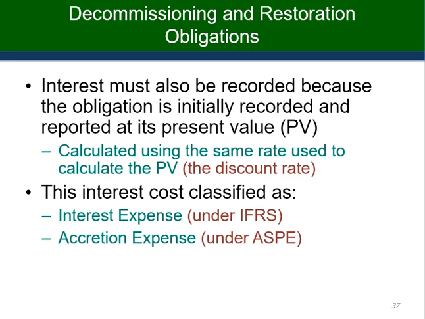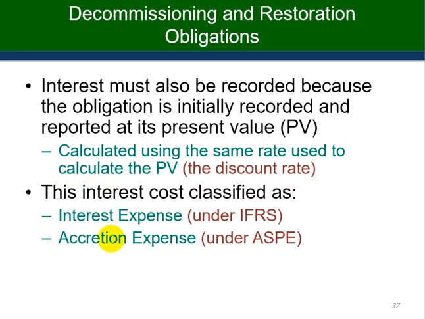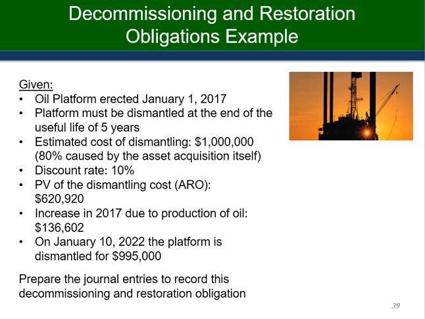So we record the interest expense based on the discount rate which we use to calculate the present value, and that would usually be whatever our normal cost of capital would be for similar kinds of terms, similar kinds of projects. So under IFRS, it's recorded as interest expense. Under ASPE, it's recorded as accretion expense. Once again, if the ARO increases the cost of the asset, the cost of the increase is added to the cost of the asset. Under ASPE, it can be inventoried as part of the cost of the inventory that we're producing under IFRS.